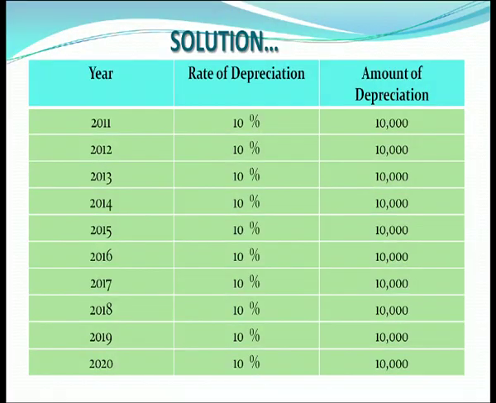As is evident, from 2011 to 2020, for a span of 10 years, the amount of depreciation so calculated as 10,000 is going to remain the same, or consistent, and it is calculated on the original cost. So, the amount remains uniform and does not change from year to year. That is why this method is a fixed installment method.